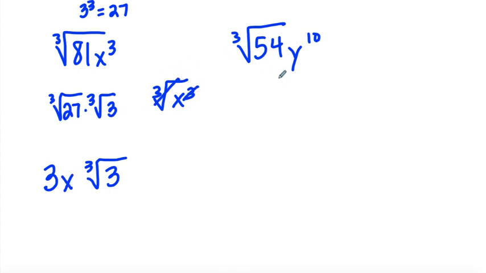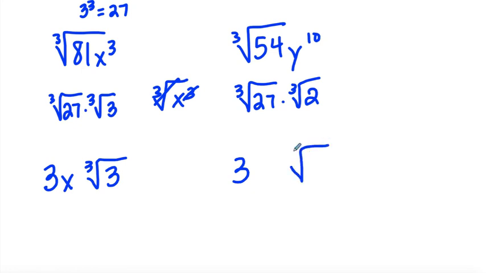All right, 54. I know that 54 is a factor of 27. So I can rewrite this as the cubed root of 27 times the cubed root of 2. So that gives me 3, I'm going to leave room, cubed roots of 2. Now I deal with y to the 10th. I take 10, divide by 3. So 3 goes into 10 3 times. So y cubed comes out. There is a remainder of 1, and so y to the 1 stays inside.